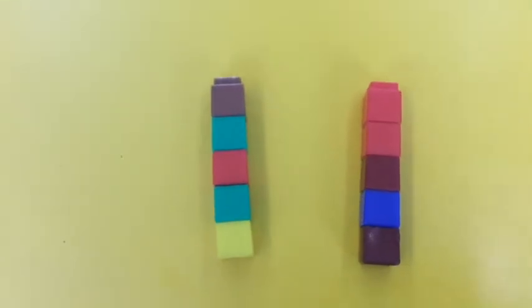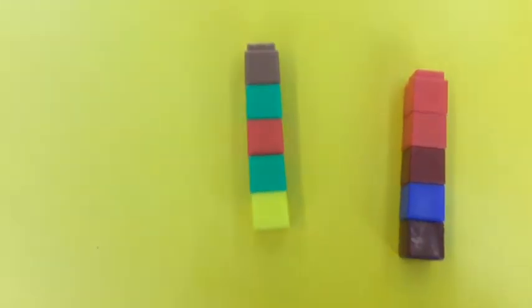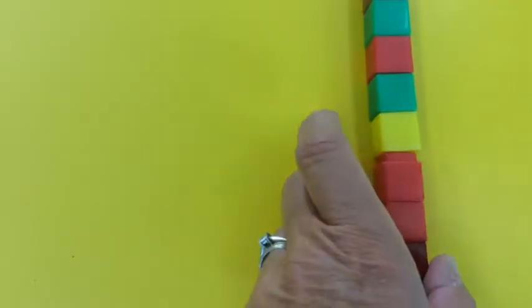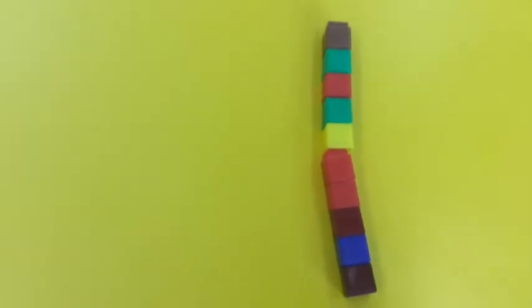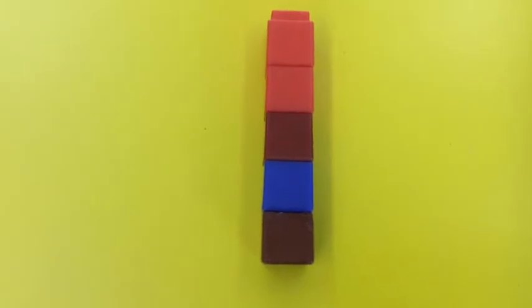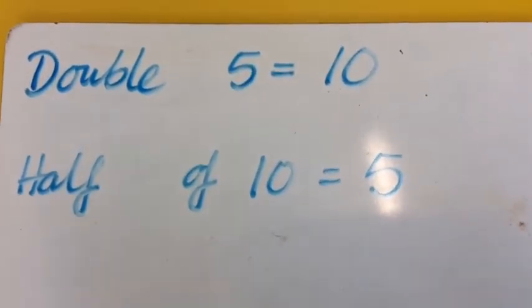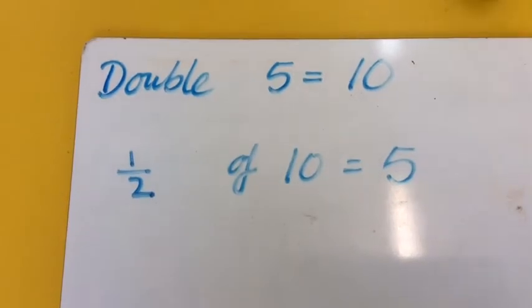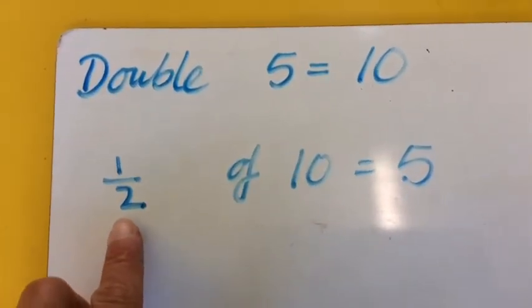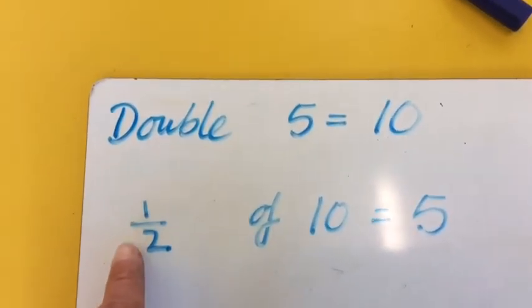Now here you can see double 5, or 2 times 5, and it makes 5 and 5 is 10. But the opposite to that, the inverse, if we start with the 10, and then we halve it, 1/2 of 10 is 5. So look, double 5 equals 10, but half of 10 is 5. And remember, we can write half, instead of a word, we can write it as a fraction, like this. And you're counting 1 tower out of 2.